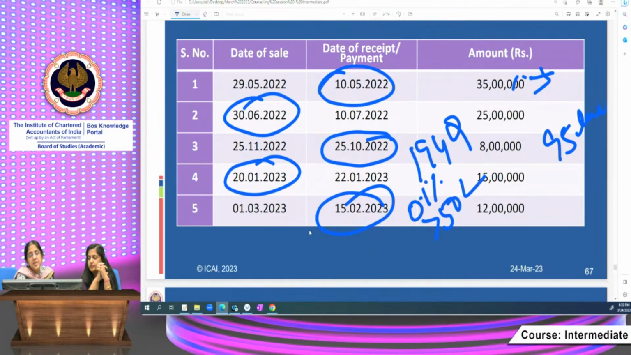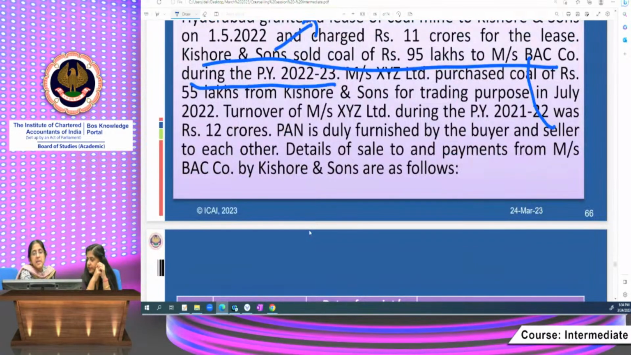Now, when does it exceed 50 lakhs? On this date it exceeds, because here it becomes 60 lakhs. So for 10 lakhs you have to collect at 0.1% here. Then the remaining amounts are 8 lakhs on 25/10/2022, 15 lakh on 21/2023. So the amount will be 10 lakh into 0.1%, which is 1,000 rupees. Just 1,000 rupees on 3/6/2022, 800 rupees on 25/10/2022, then 1,500 rupees on 21/2023, and 1,200 on 5/0/2023, in the hands of the buyer. The buyer is BAC, in the hands of BAC.